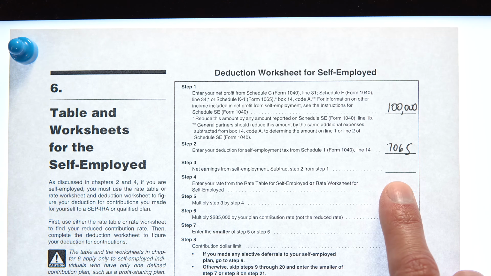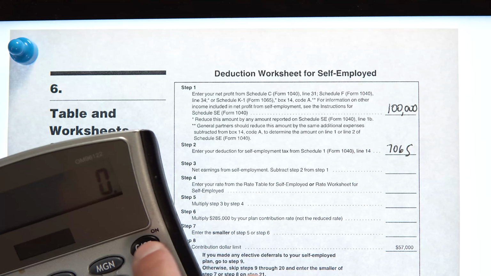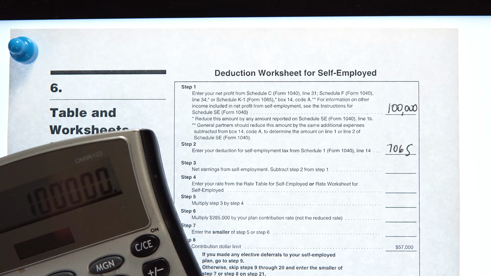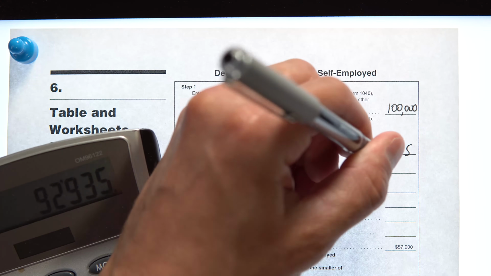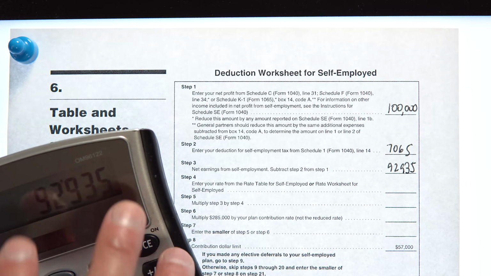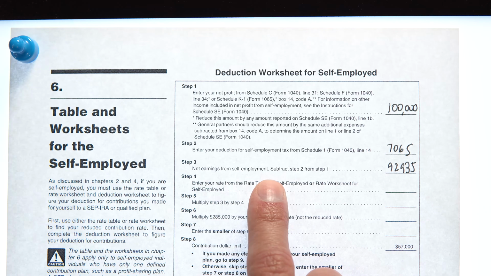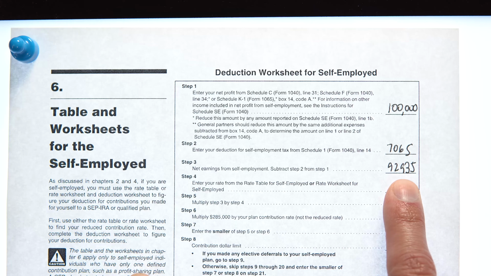So now on step 3, we're going to go ahead and subtract that. So 100,000 minus our 7,065 is 92,935. So this is the important number right here, our net earnings from self-employment. This number has to be over 19,500 in order to max out your Solo Roth 401k.